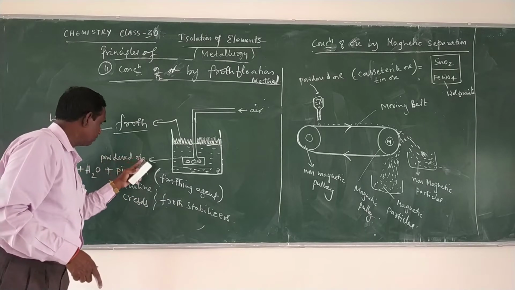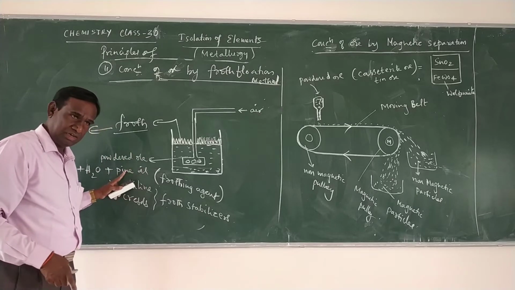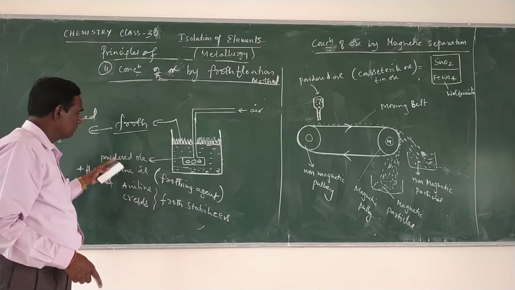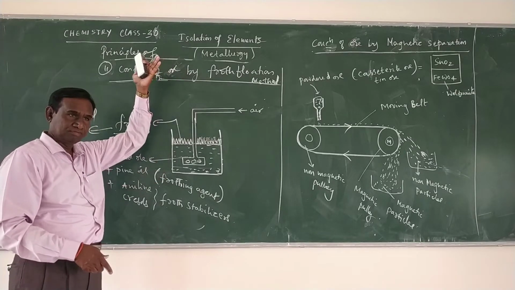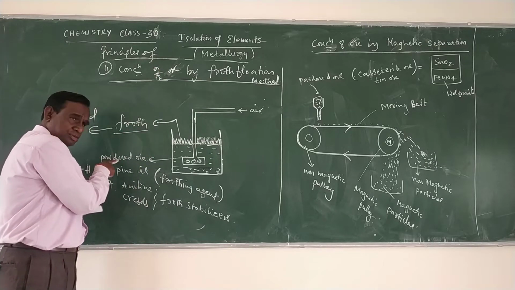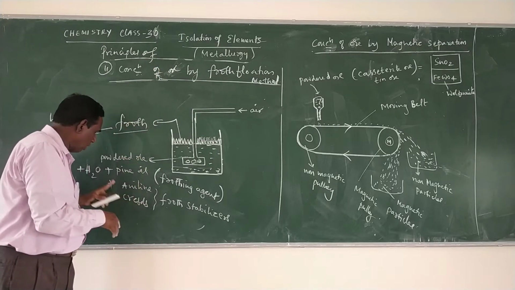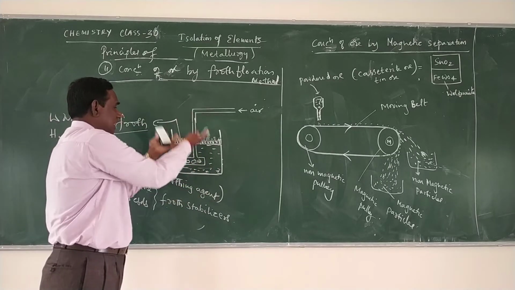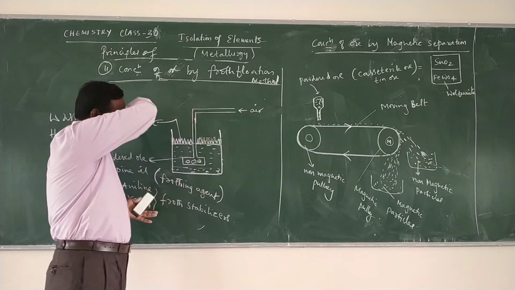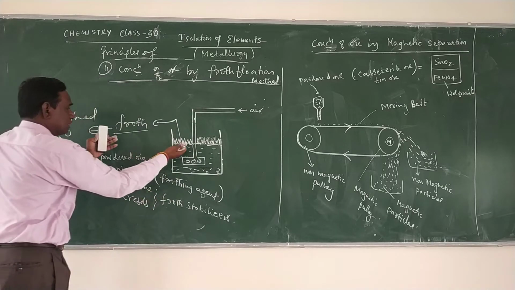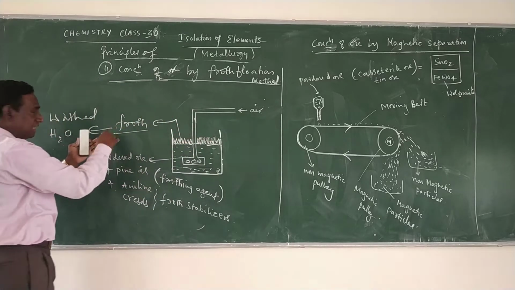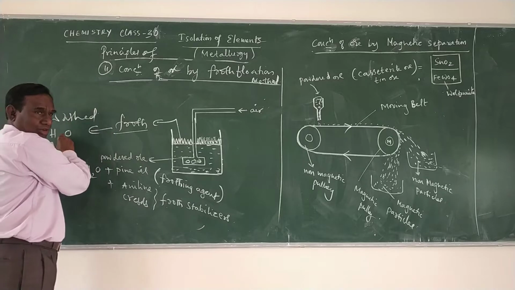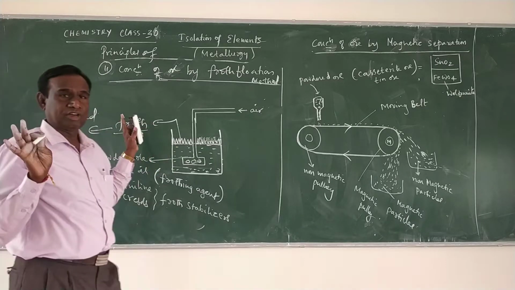The powdered ore contains sulfide ore particles and impurity particles. The sulfide ore particles are wetted by oil. Oil wets the ore particles and they come to the surface as a froth. And the impurity particles present in the ore, wetted by water, sink to the bottom. So the froth is collected on the surface along with the ore particles. This froth from the surface is taken out, collected and washed with water to get the pure ore particles.